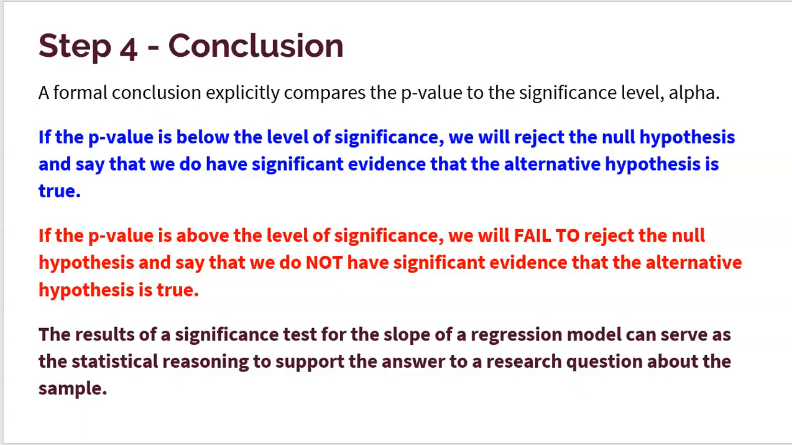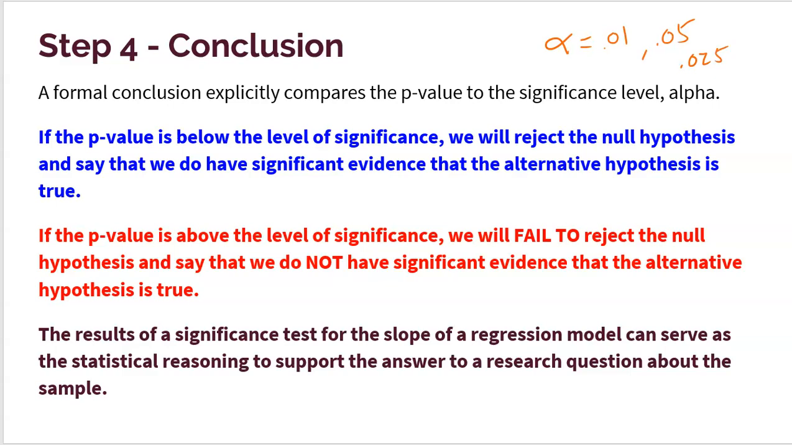So we have seen these same conclusions over and over again the last couple units, but a formal conclusion explicitly compares the p-value to the significance level alpha. So make sure you please start off by comparing your p-value to the significance level. Now remember, there are a couple different levels of significance that we use, but the most famous ones we use are 1%, 0.01, or 5%, 0.05. You will see some people that maybe use 0.025, whatever.